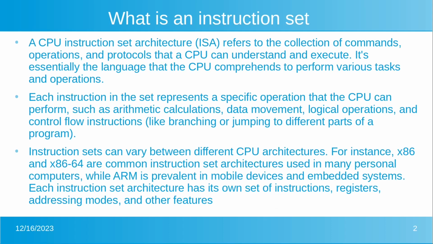So I think an important way to start is by talking about what an instruction set is. A CPU instruction set architecture, or an ISA, is the collection of commands, operations, and protocols that a CPU understands and executes. It's the language that the CPU uses to perform various tasks that will eventually allow it to talk to software in the form of assembly language and then compilers, and then that lets you actually write code. But we have to start with the building blocks, which are the instructions that the CPU can execute. Each of these instructions represents a specific operation that it can perform.